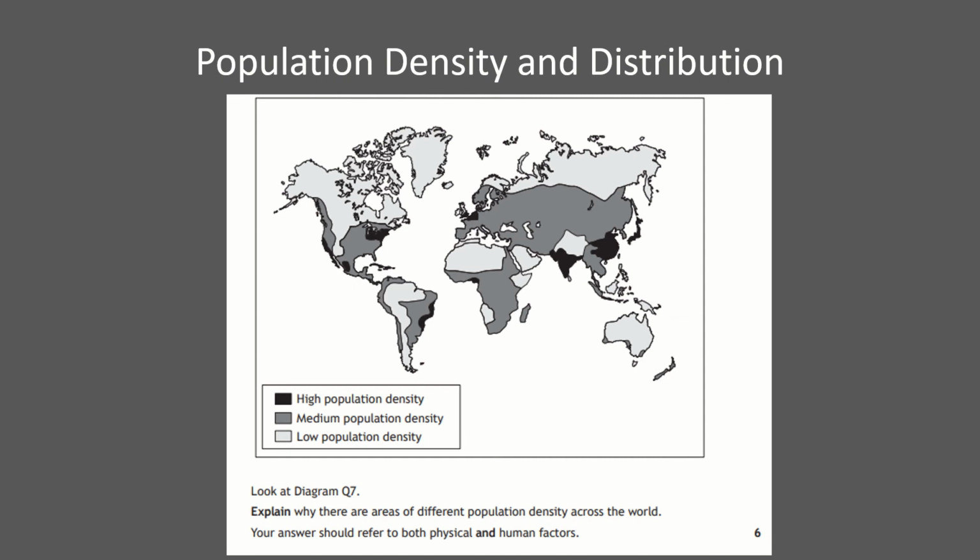This is the exam question, or a version of the exam question that you're likely to see. You can see that you're being asked to explain why there are different population densities across the world. In this question, we're being asked to refer to both physical and human factors, those being physical, natural factors, and human factors, those that are more controlled by people.